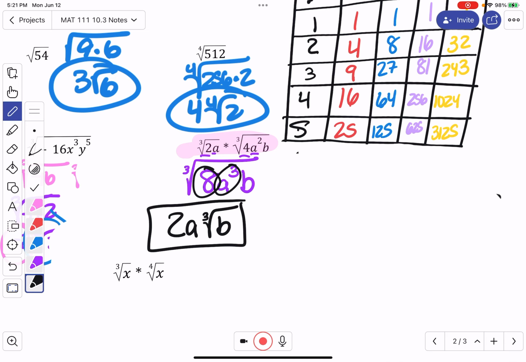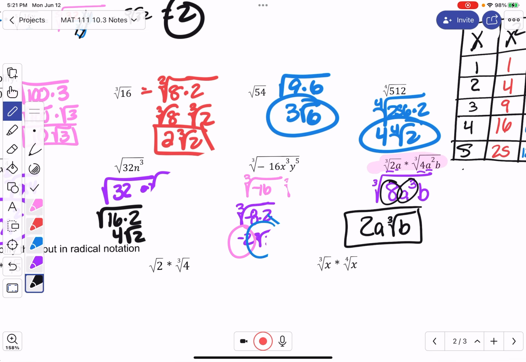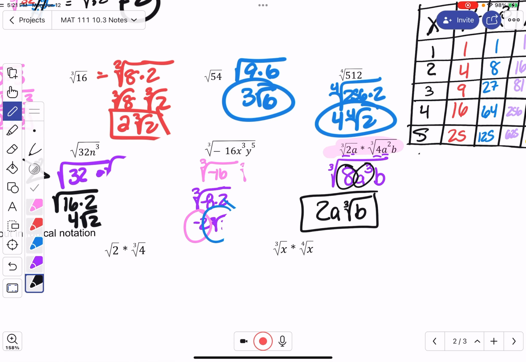So there's a couple different ways that you can do it. You can do it piece by piece and write it all out, like I did here. You can do it piece by piece and break the y's apart, or you can just do it one thing at a time without having to write it out separate. It really depends on what works for you.